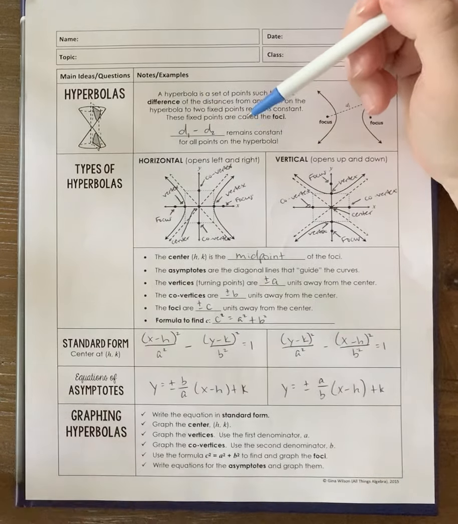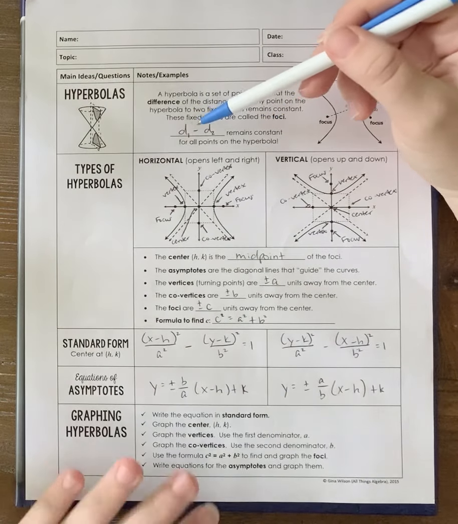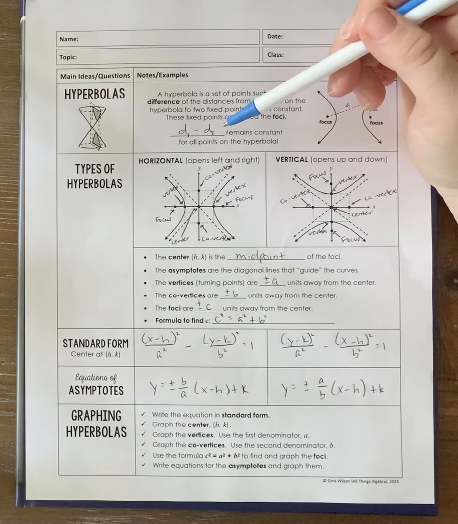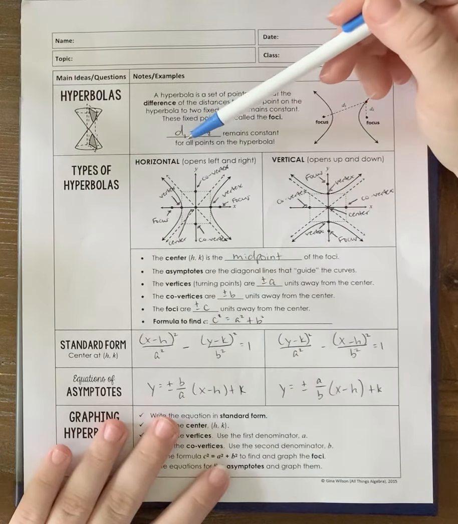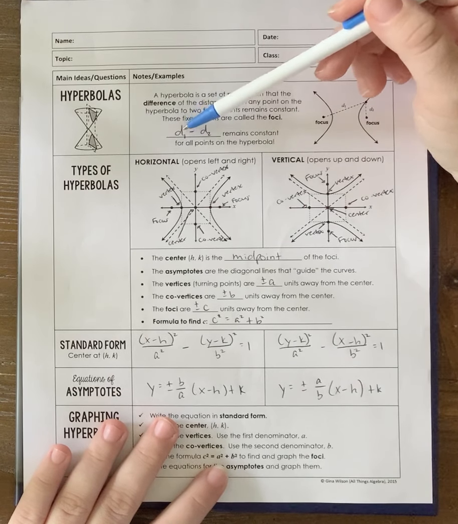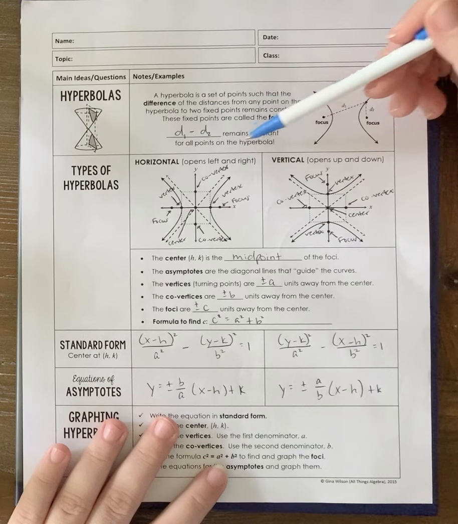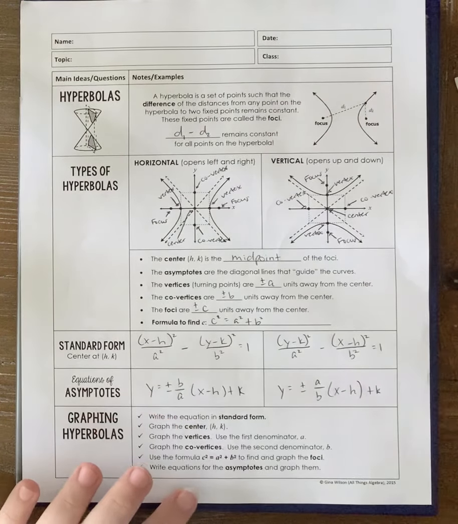Okay, so this is very similar to what we did on ellipses, but this is the difference of, and that was the sum of, okay? So the difference of the distance of the first one minus the distance of the second one remains constant for all points on the hyperbola.